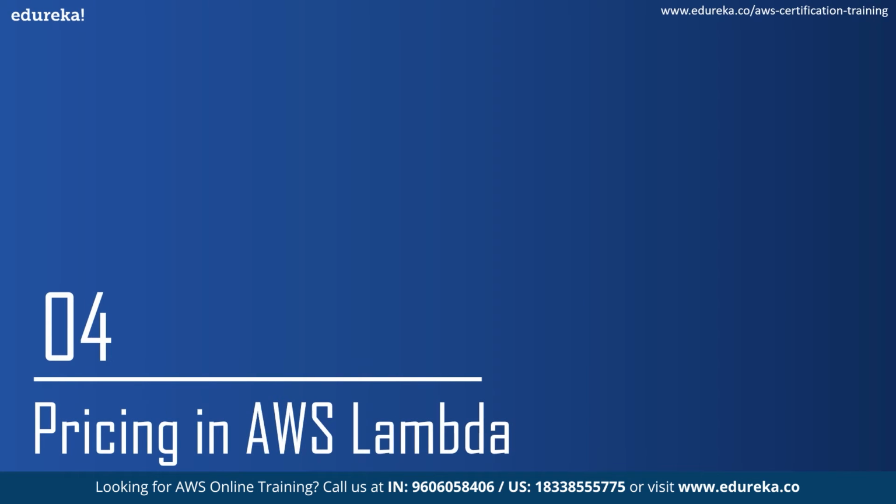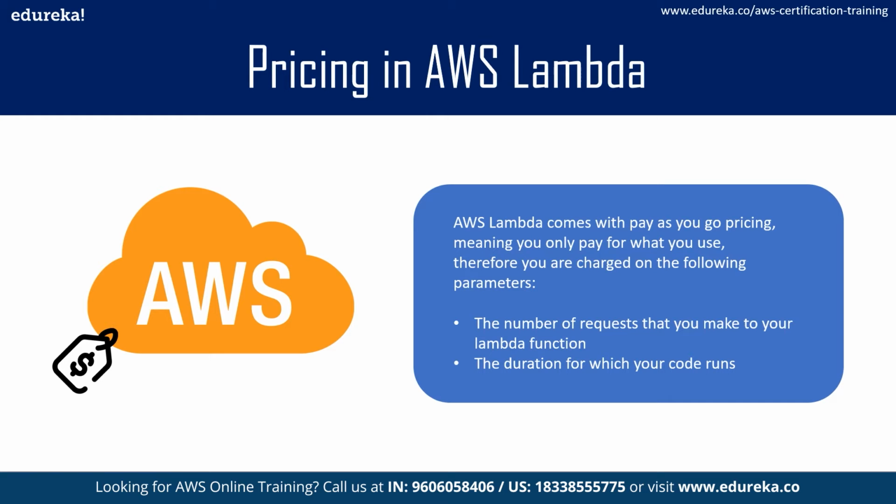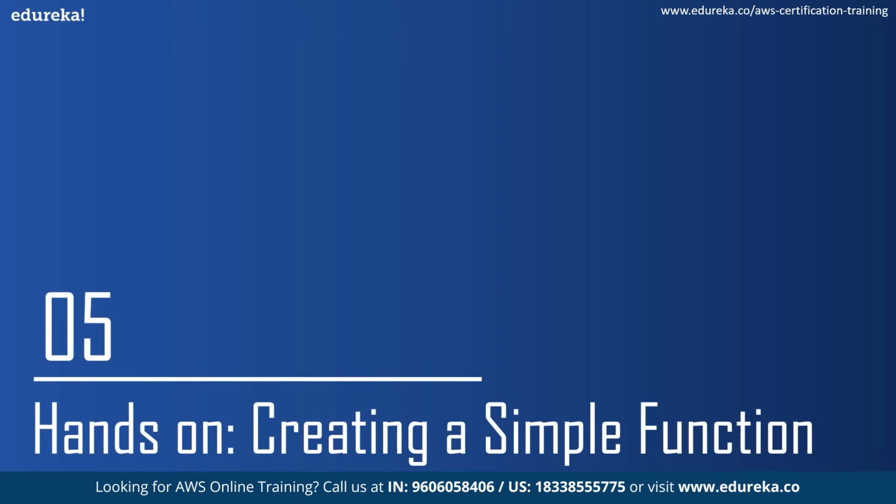Lambda also follows a pay-per-use model. This means that you pay for only what you use. You are charged based on the number of requests you make to your function and also the duration for which your code executes. When it comes to requests, you are charged for the number of requests you make across all the Lambda functions. AWS Lambda counts a request each time it starts executing in response to an event source. The duration is calculated from the moment the code starts executing till it either terminates or returns. This is rounded up to the nearest hundred milliseconds, and the price depends on the amount of memory you allocate to your function. Now moving on to the hands-on section.